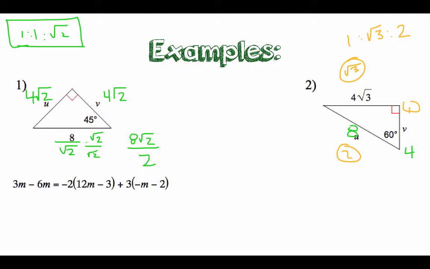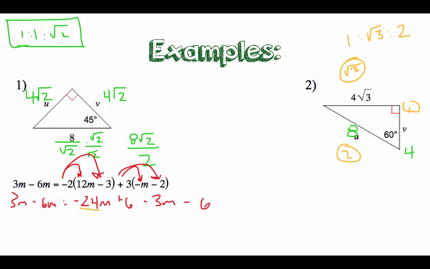All right, we get down to this bottom one here. It's just the distributive property to start. So I didn't touch the 3m minus 6m equals negative 24m plus 6, and distribute again, and we get a minus 3m minus 6. Now I want to go through and find my like terms. So here's my first set of like terms, here's my second set of like terms.